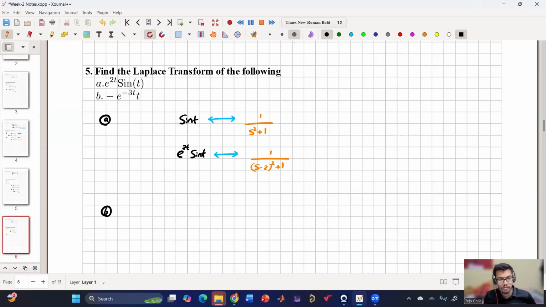Yes, okay. So now we have minus of e to the power minus 3t into t. I will first calculate the Laplace transform of minus t. What is the Laplace transform of minus t? Anyone?